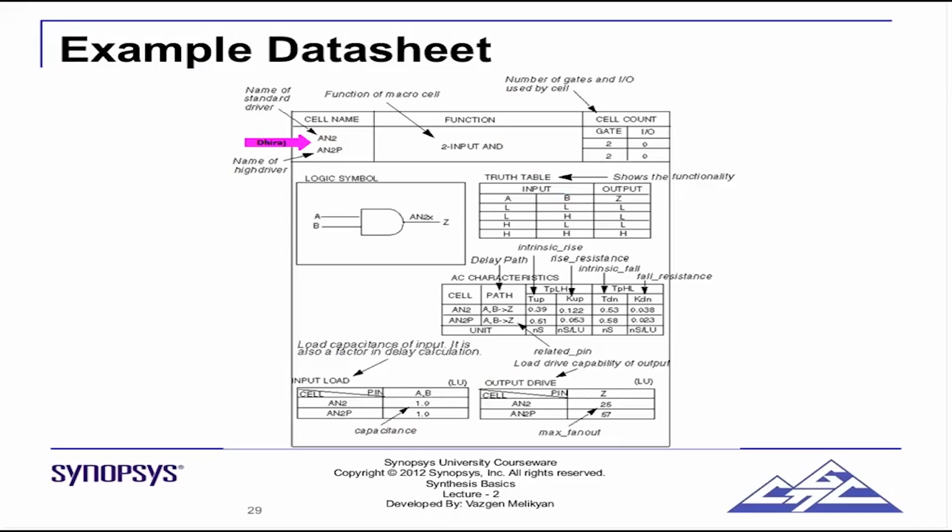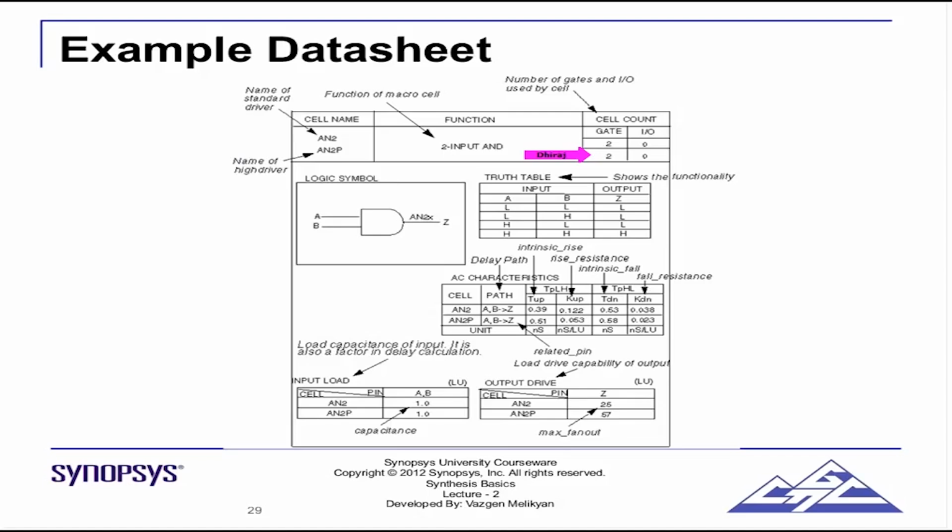So this is an AN2 cell, and there's a high driver cell also, AN2P. It also gives you the number of gates and IOs used by the cell. The IOs is 0. It does not use any power, obviously. How many gates it uses: an AND gate will typically use a NAND plus inverter, so it uses 2 gates.